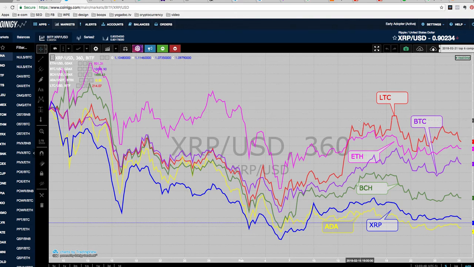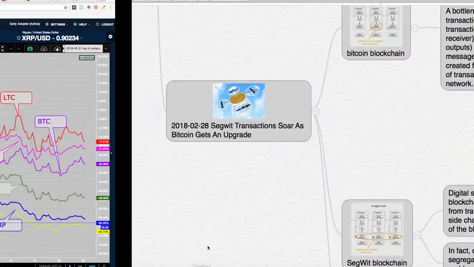Today we are talking about how Bitcoin gets a shiny new software upgrade. And the reason to get excited about this is that it has full SegWit support. So it's going to be a game changer for Bitcoin.